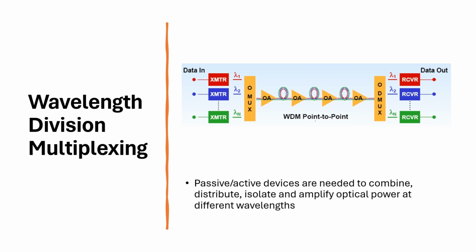Now, this is the basic block diagram of wavelength division multiplexing. Data in, then transmitter, then optical multiplexer, optical amplifier, point to point link, then optical demultiplexer and receiver. To perform wavelength division multiplexing, we want to combine, distribute, isolate and amplify optical power at different wavelengths. That's why we require passive and active components also.